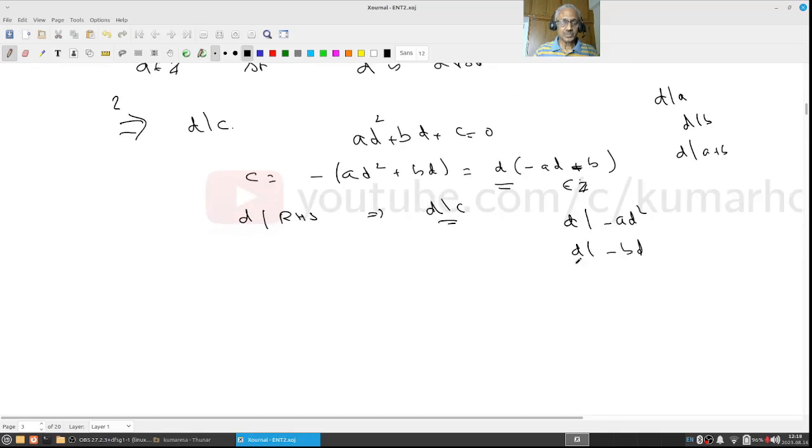Make sure that our divisibility is within the context of integers. Is it okay? Pause, review, proceed.